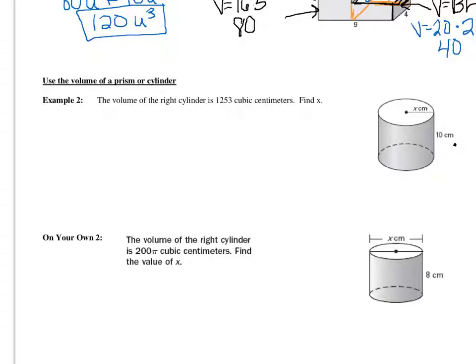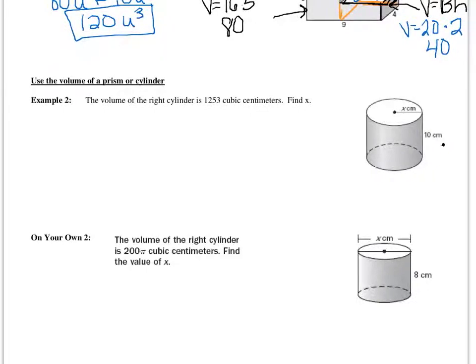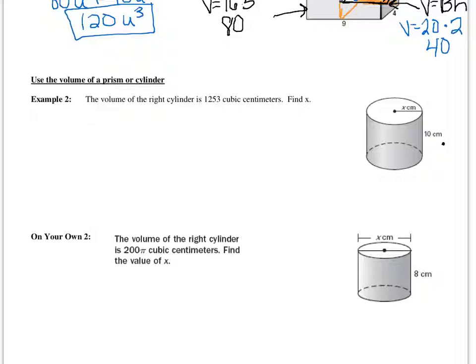Okay, so it says use the volume of a prism or cylinder for the next problem here. So it says the volume of the right cylinder is 1,253 cubic centimeters. Find x. So if you look here, x is our radius. So we're looking for our radius. So volume equals the base area times the height. Our volume, we're told, is 1,253. Our base area, since that's a circle, my base area is going to be pi times my radius squared.